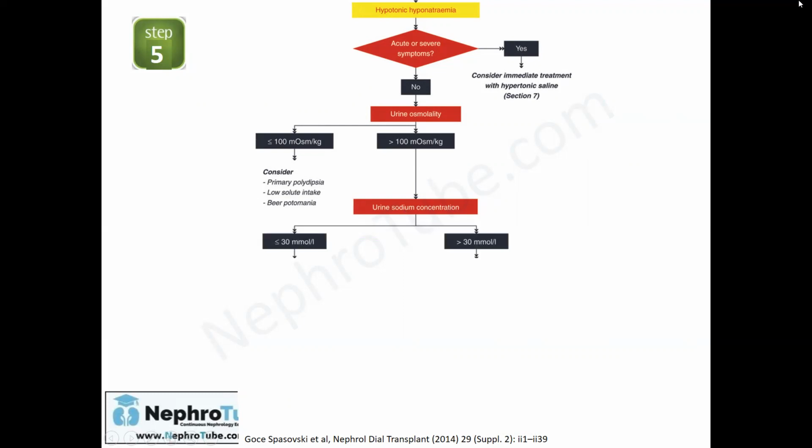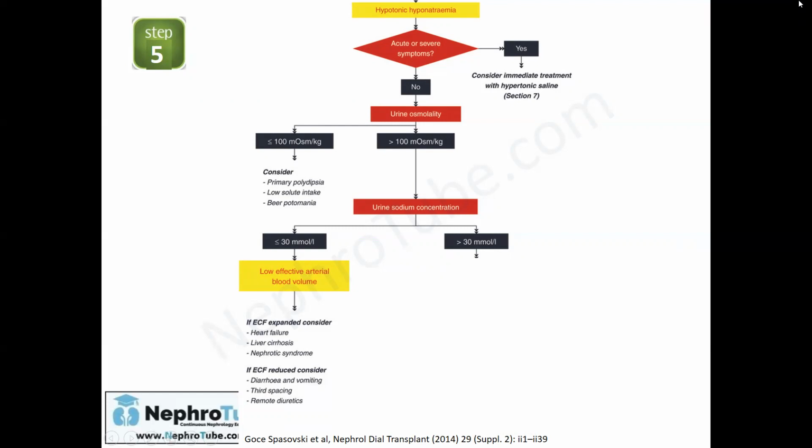The etiology will differ according to the urine sodium concentration. If the sodium concentration in urine is less than or equal to 30 millimole per liter or more than 30 millimole per liter, and some references used the cutoff of 20 millimole rather than 30. If the sodium concentration in urine is less than 30, that means that the kidney retains sodium and water, but it retains water more than sodium. That will make the patient hyponatremic.